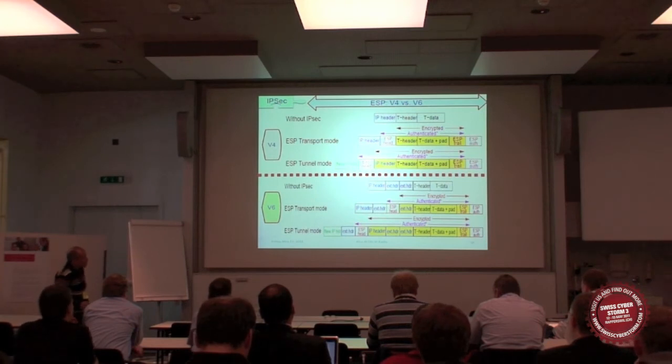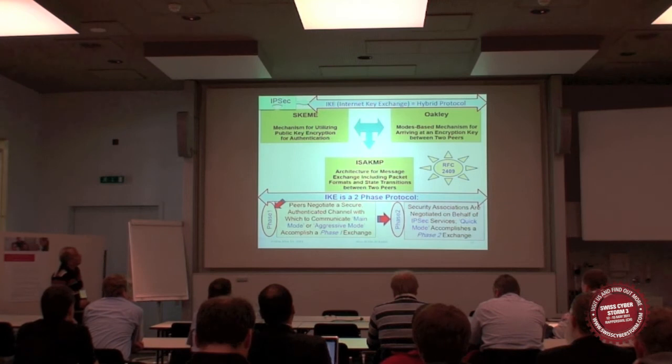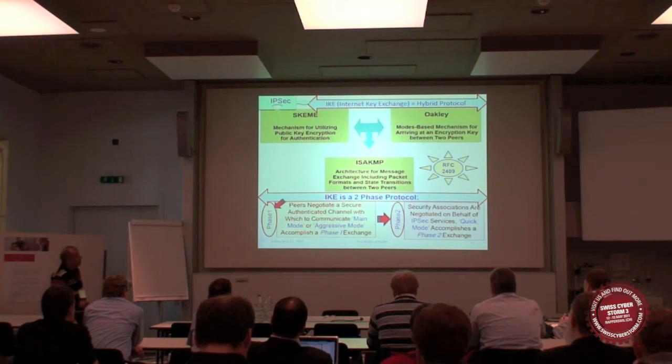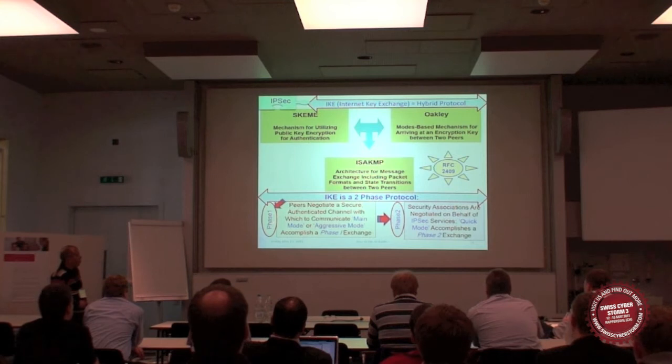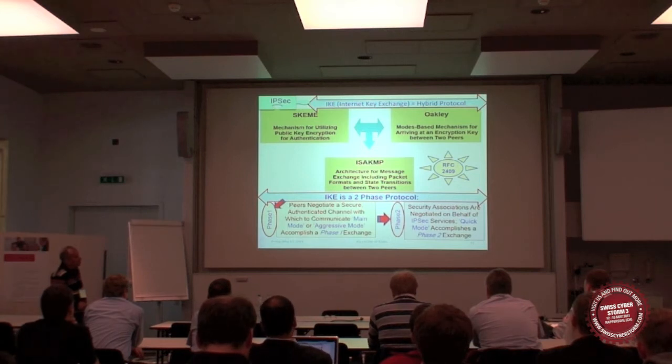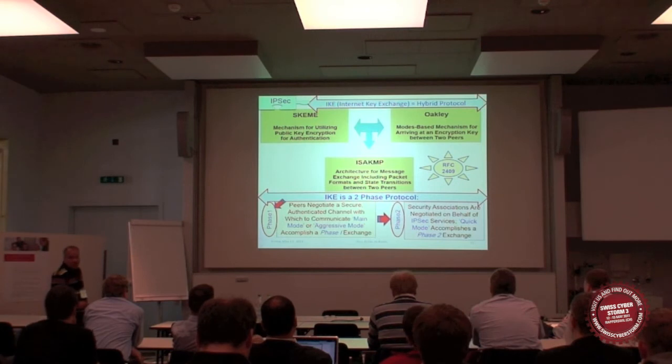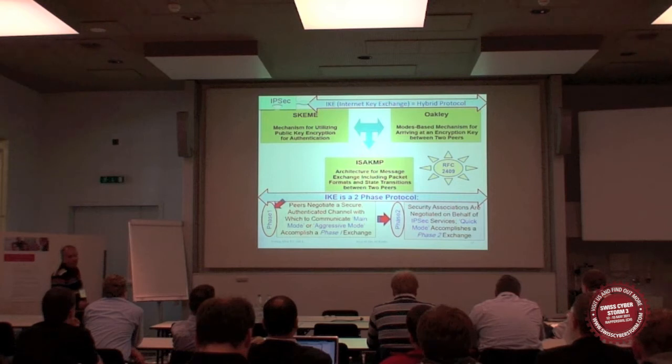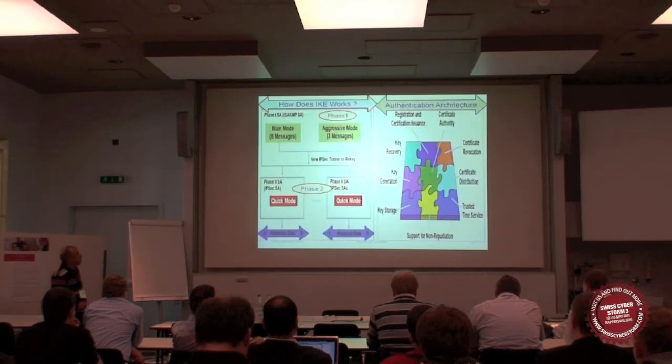So, I will leave these technical details because I want to pass quickly to the other slide. This is the Internet Key Exchange, which is the third part of IPsec. It's a hybrid protocol, comprised of these main protocols. Basically, it is a two-phase protocol. In phase one, peers negotiate a secure authenticated channel with which to communicate. In phase two, security associations, the SAs, are negotiated on behalf of IPsec services. So, quickly, phase one negotiates the secure channel, and phase two approves this secure channel for the communication. All of these are explained very extensively in this request for comments.